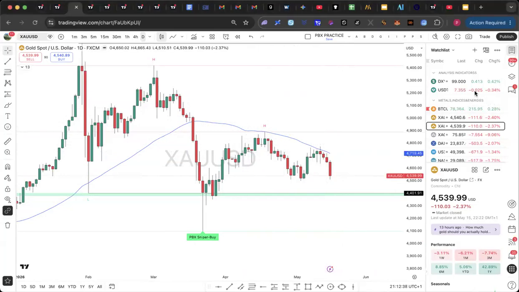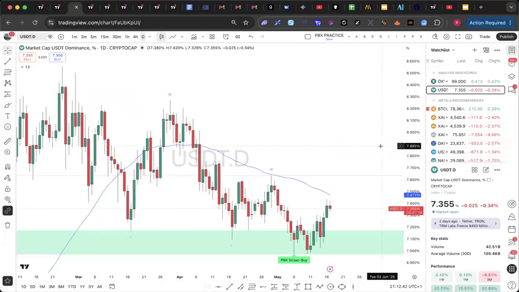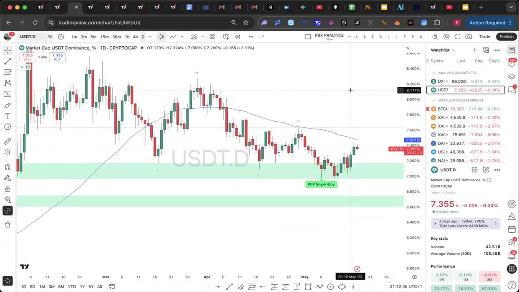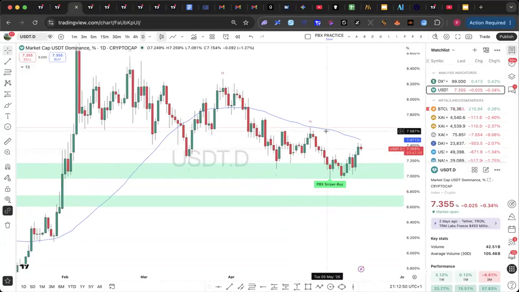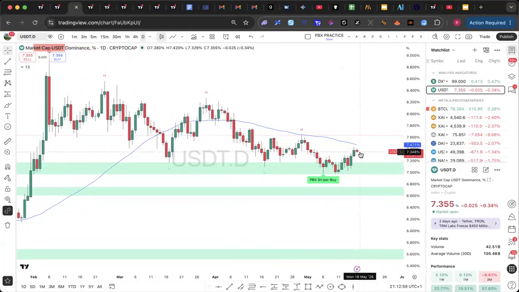Now look at the crypto. Most of us saw the Bitcoin we sold last week, the price at which we sold Bitcoin. Because why? This is the DXY of crypto, all right? That is the USDT dominance. So it's the DXY of crypto, and we had it get supported here.